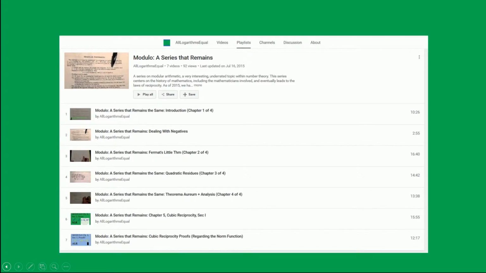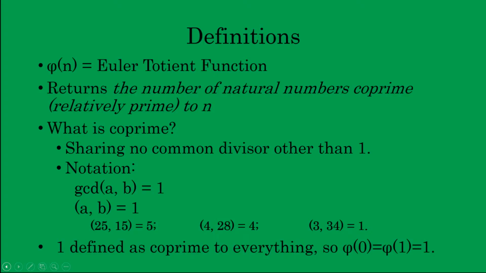This Euler Totient Function, by definition, as you'll recall, returns the number of natural numbers that are co-prime, or relatively prime, to n. So it takes one argument, and as an output, the function returns the number of natural numbers, starting at 1, that are co-prime to n.